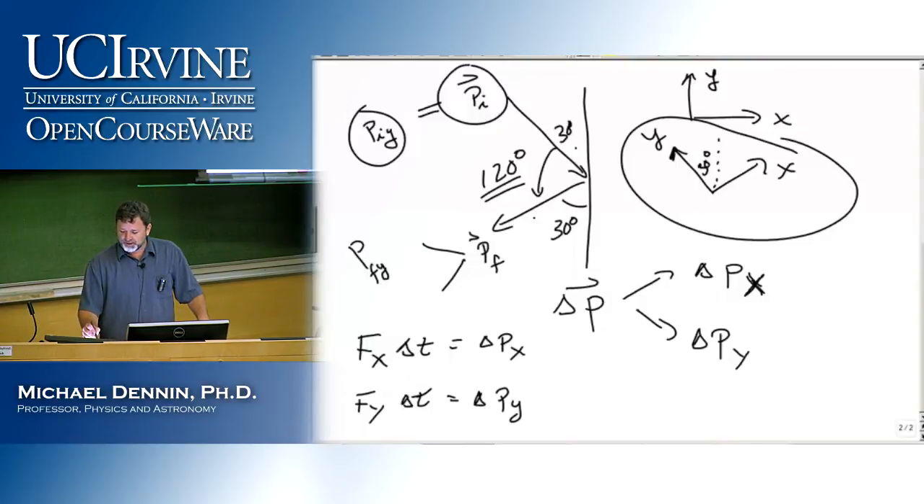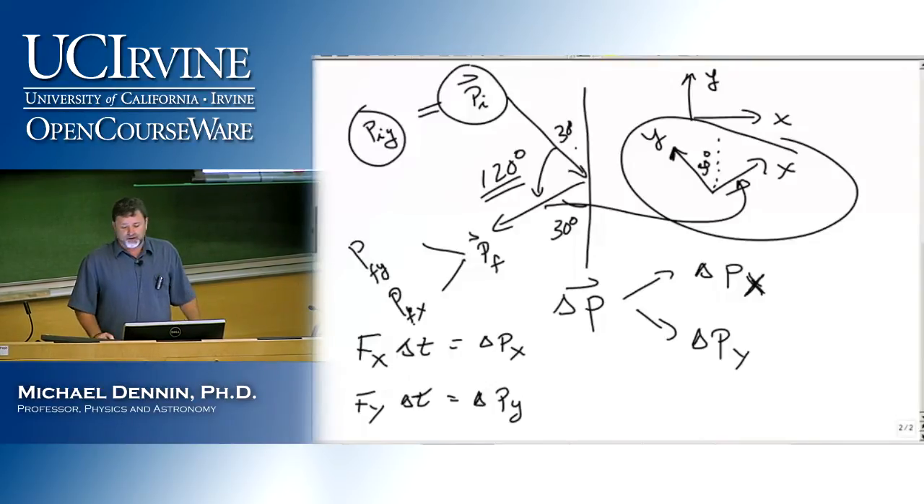If this is 120 degrees, is this lined up with that? No. Right? It's at some angle with that. So we have both p final y and p final x. There's both components there. It's not aligned along the x direction.